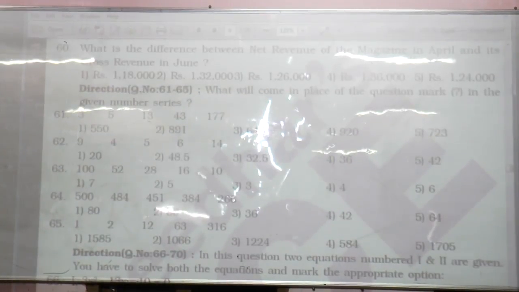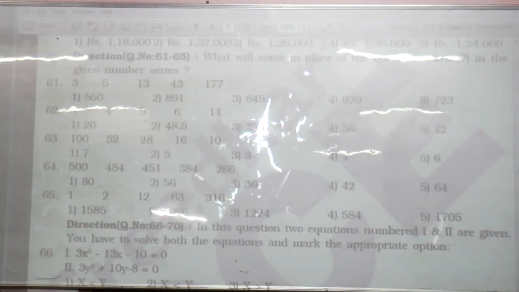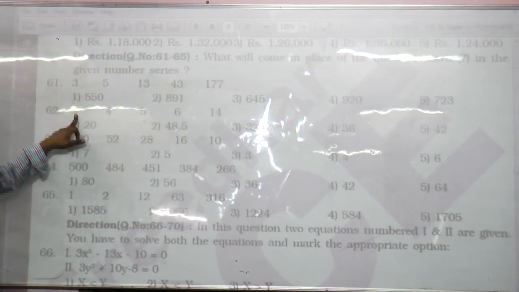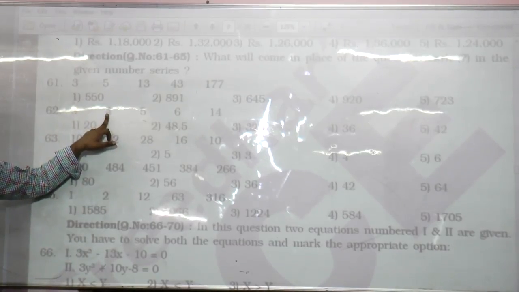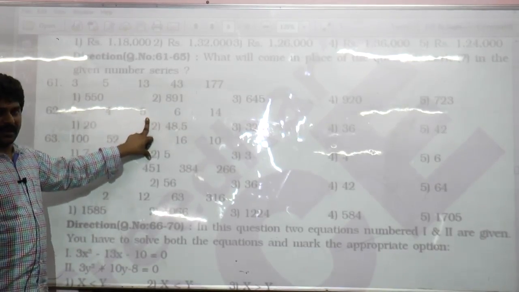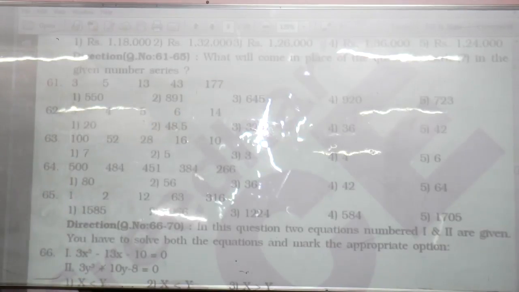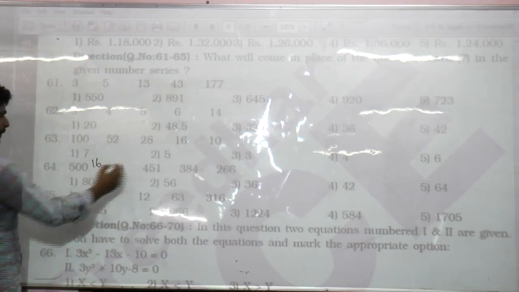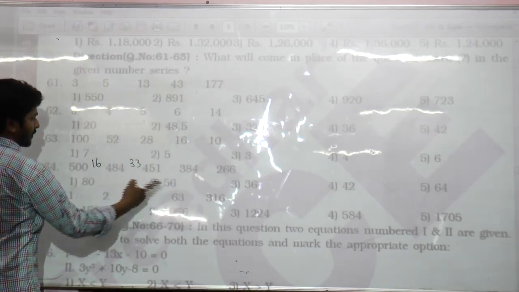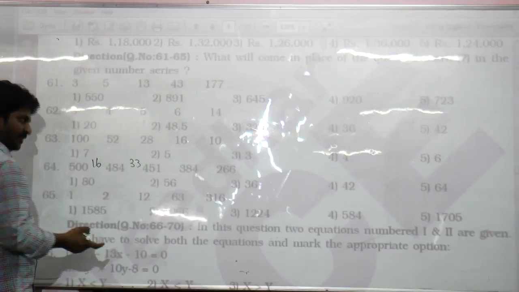64 and 65, 62. Into half minus half, into 1 plus 1, into 1 and half minus 1 and half, into 2 plus 2. I think difference. 16, 33, 67.